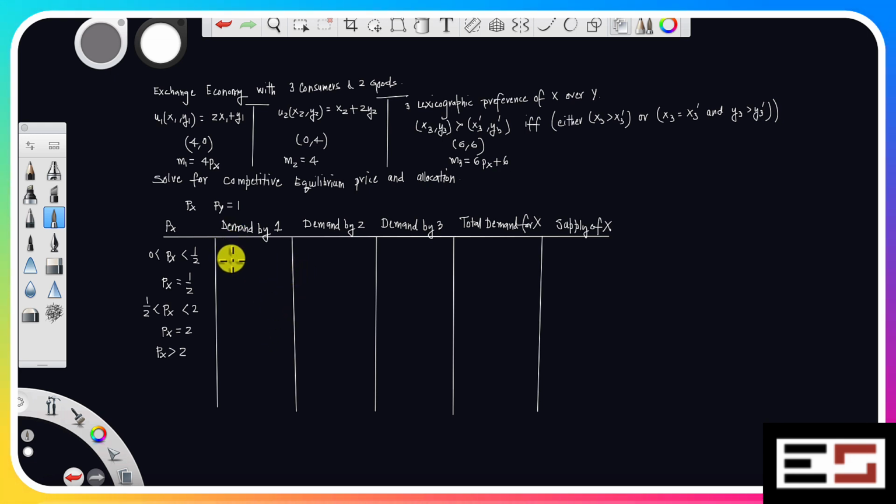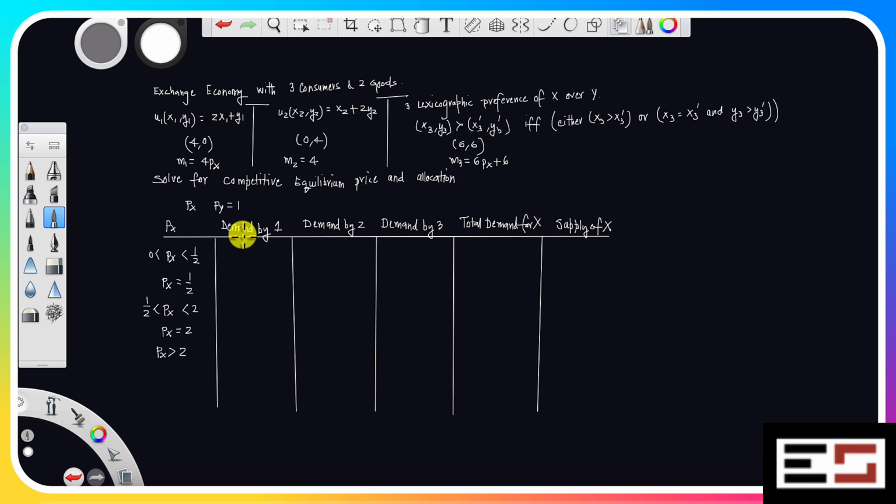Okay, now when Px is between 0 and half, notice that all 3 consumers will spend all their money on X. Consumer 1, because MRS is 2 and it is greater than Px, and Px is between 0 and half, so Px is also less than 2. So the consumer will spend all his money on X. Same holds for consumer 2, because Px is less than half and MRS is half, so consumer 2 is also going to spend all his money on X. And consumer 3 has lexicographic preference of X over Y, so consumer 3 will also spend all his money on X.